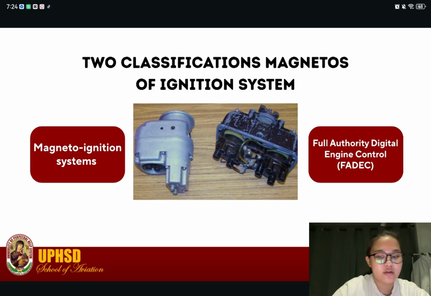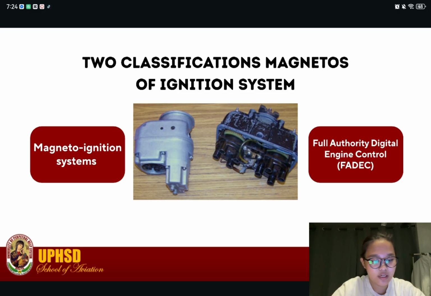In real world aviation today, magneto systems are still the most used, especially in general aviation piston aircraft like Cessnas, Pipers, and many training aircraft. For example, for the magneto ignition system, we have the Cessna 152, which is magneto ignition, and the Cessna 172N and 172P, sorry, not 172S. It is also magneto controlled. And lastly, the Cessna 182.